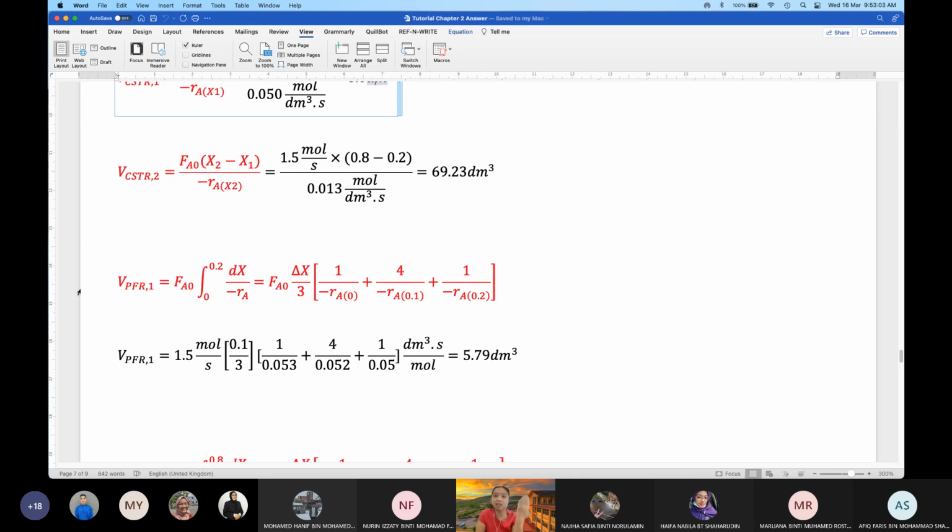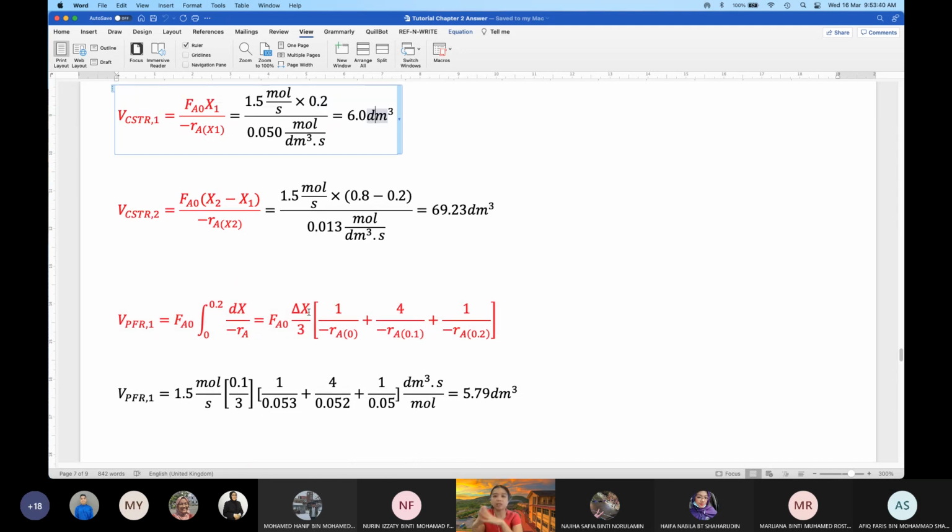Okay, so PFR, we also calculate the volume. So the volume of the first PFR equals FA0 integrating from 0 to 0.2 dX per minus RA. So why are we integrating from 0 to 0.2? Because in the first reactor, they are converting from zero conversion to 20%, 0.2. Okay, so you know we have to convert to Simpson's one-third rule. So it becomes FA0 delta X per 3. So FA0 is still the same 1.5. You have no problem with this. What about delta X per 3?